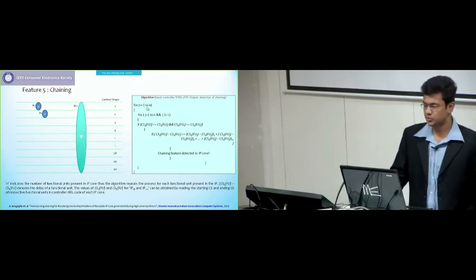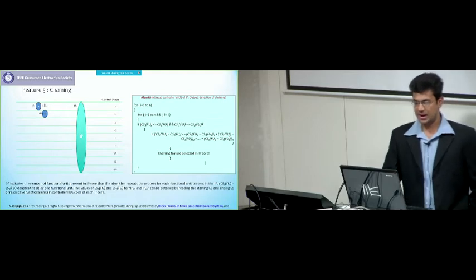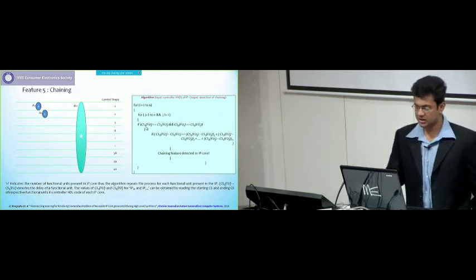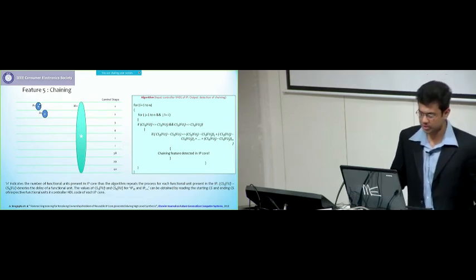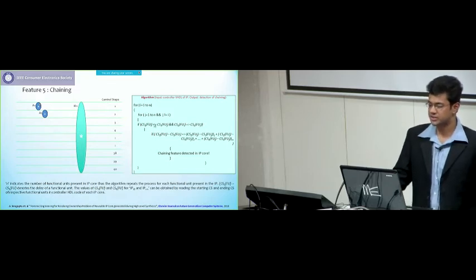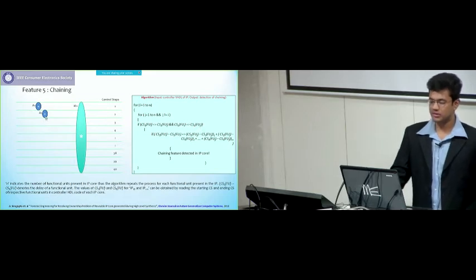For loop i equals 1 to n, and for j equals 1 to n and j not equal to i, we consider this as the ith operation and this as the jth operation. If the start control step of FUi is less than or equal to the start control step of FUj, that means in this case the start control step of the ith operation is 1 and the start control step of the jth operation is also 1. So this part of the condition is satisfied, and the end control step of FUi, which is this 40, should be greater than or equal to the end control step of FUj, which is 2.